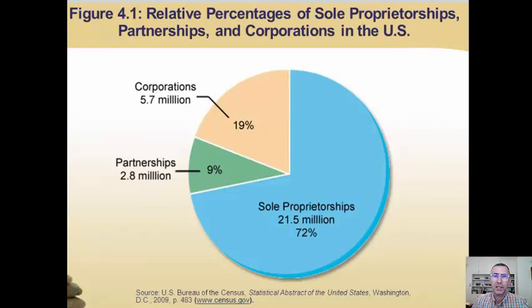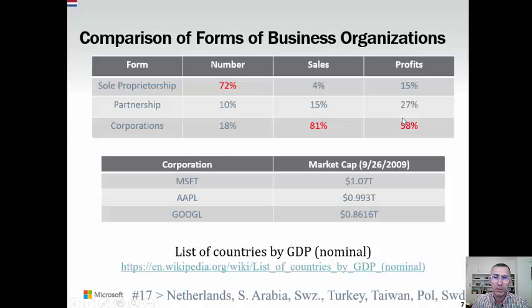This is what it looks like, right? The relative percentage of sole proprietorships, partnerships, and corporations in the U.S. Three-quarters of all businesses in the U.S. are sole proprietorships, about 10% partnerships, and the rest corporations. So again, the heavy lifting here is done by these sole proprietors. It's the little guy, small businesses and partnerships. This is the same information, and you have here the table showing they're 72% sole proprietor, 10% partnership, 18% corporations. That's the overall number.